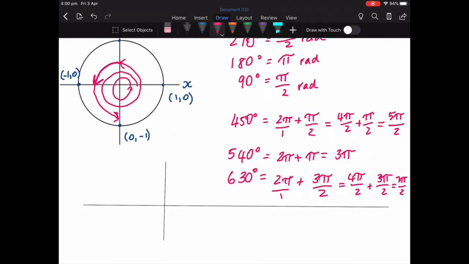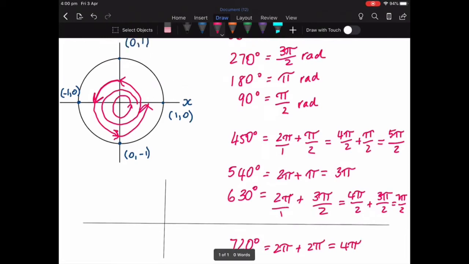All right. And then, of course, if we went all the way full circle, so 360 twice, we get 720 degrees, which is 2 pi plus 2 pi, which is 4 pi radians.